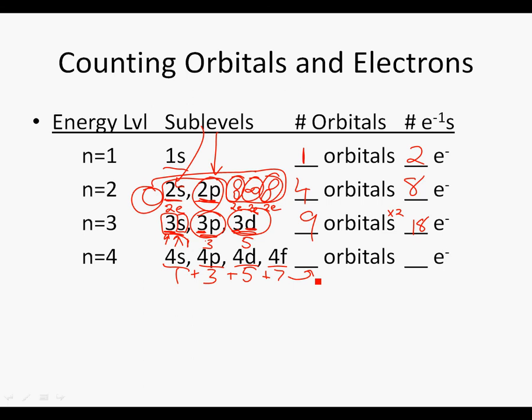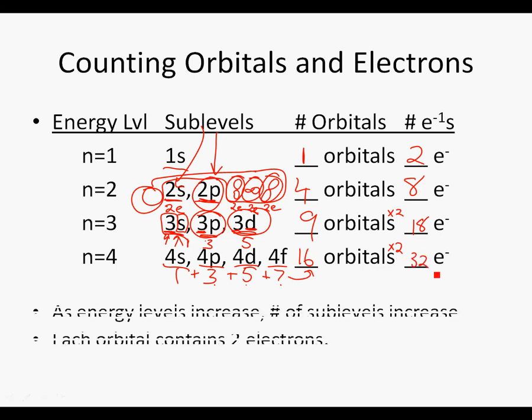So anyway, 1 plus 3 plus 5 plus 7 gives us the total number of orbitals in the fourth energy level. Again, it's the 4s, the 4p, the 4d, and the 4f because those are the orbitals in the fourth energy level. Again, it's like an address. It's not the number of orbitals. But 1, 3, 5, and 7 are the number of orbitals. I'm trying to do math in my head. That's why I keep talking and talking. I count 16. And then there's 2 electrons in each orbital, so that gives us 32 electrons.